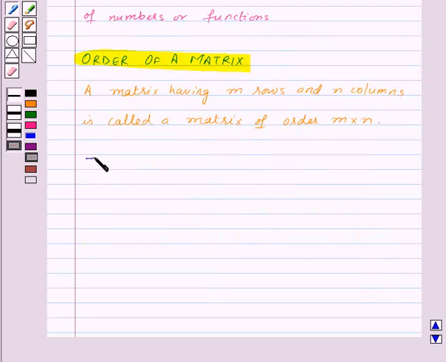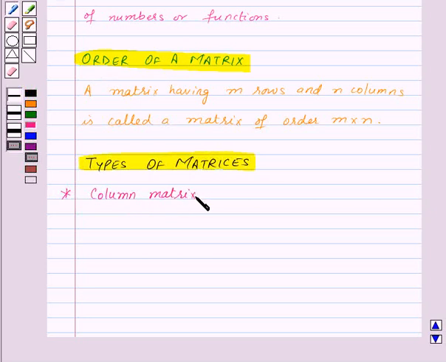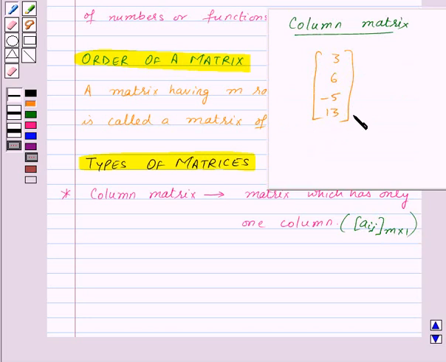Now let's move on to types of matrices. First we have column matrix, which is the matrix which has only one column. The general notation for a column matrix is aij of order m by 1. That means there are m rows and only one column. For example, this is a column matrix of order 4 by 1. That is, there are 4 rows and only 1 column.